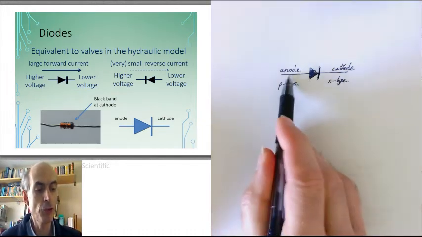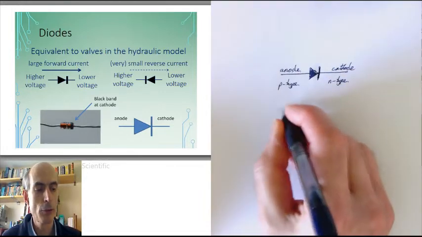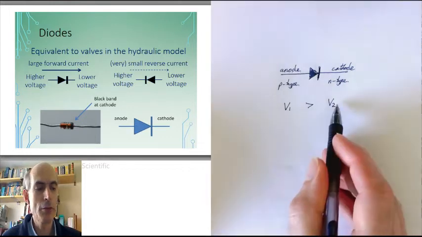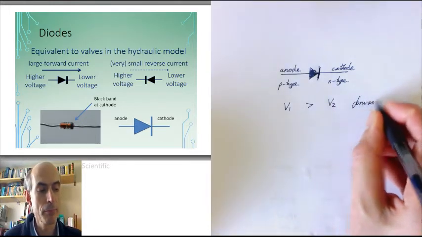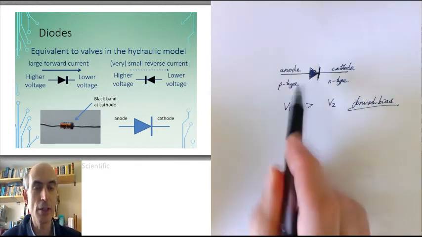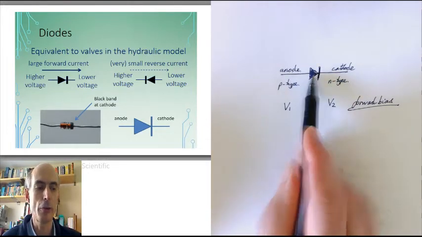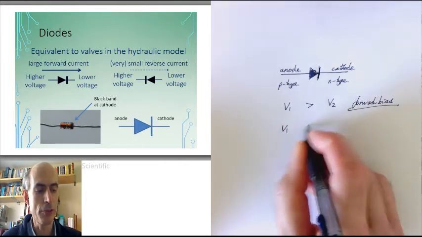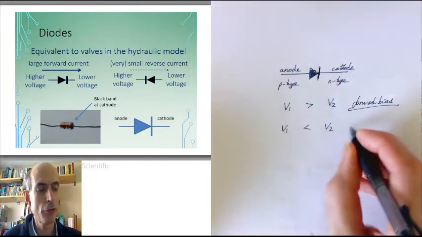Now, if the voltage at the anode is greater than the voltage at the cathode, so the voltage here is greater than the voltage here, then we would say that this diode is forward biased. And current can quite easily flow from the anode to the cathode in the direction of the arrow. However, if V1 was less than V2, then we would say this diode is reverse biased.